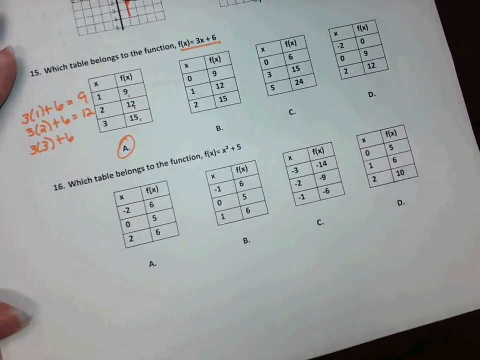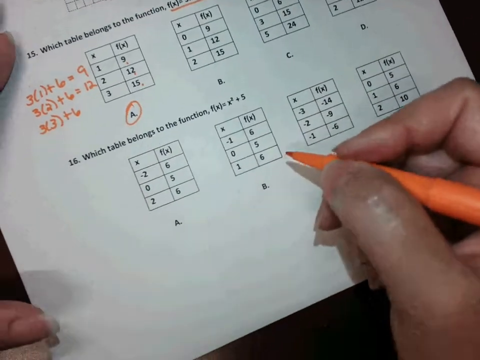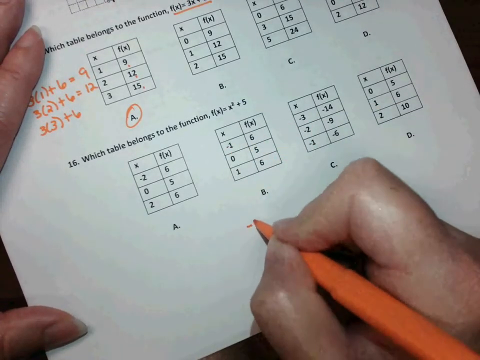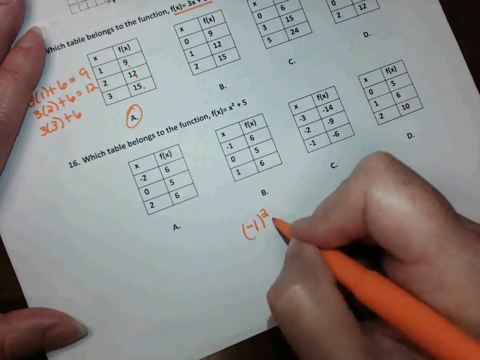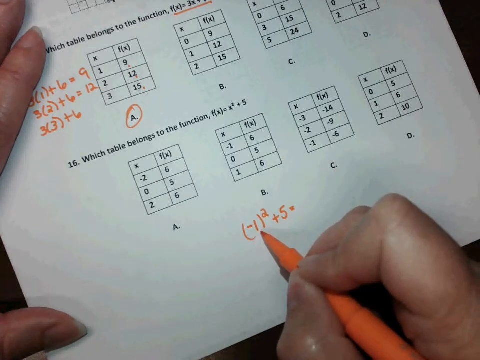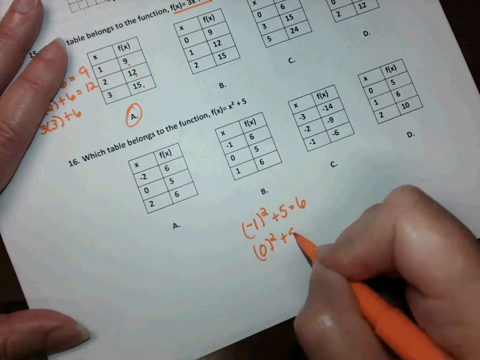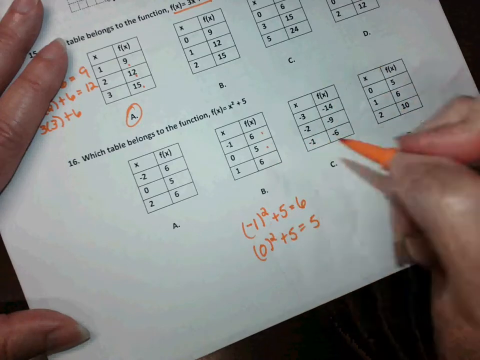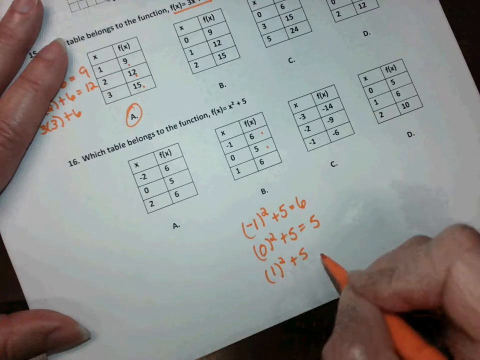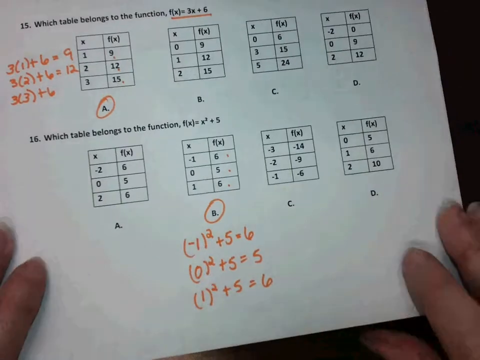Number 16. I think it's this one. I'll just do them down here. Yeah, I think it's this one. If I input a -1 squared plus 5 equals -1 times -1 is +1. 1 plus 5 is 6. Input a 0. 0 squared is 0 plus 5 is 5. Input a 1. 1 squared plus 5. 1 times 1 is 1 plus 5 is 6. This is the correct answer.